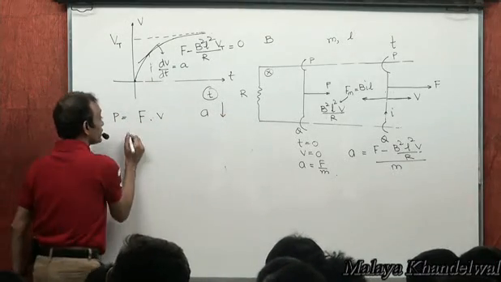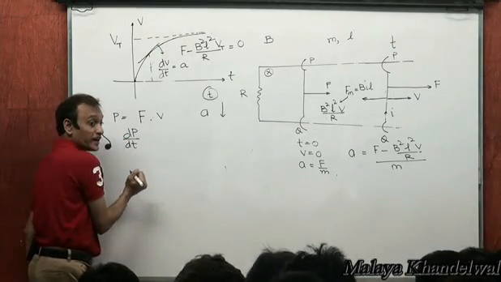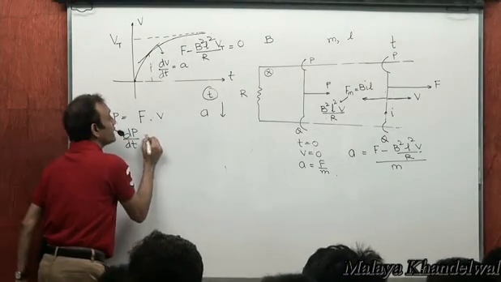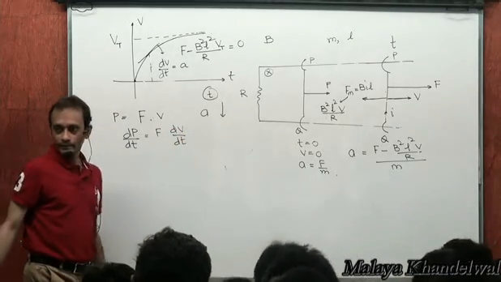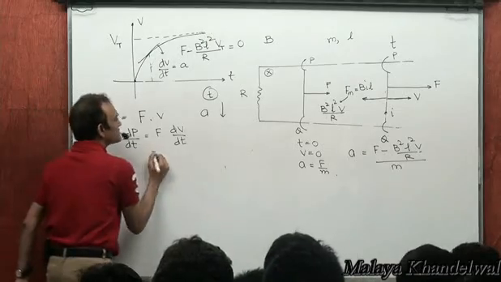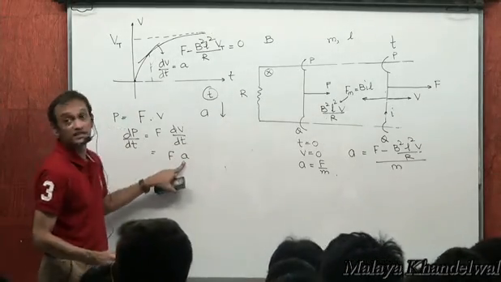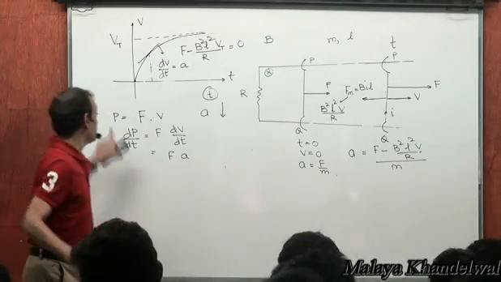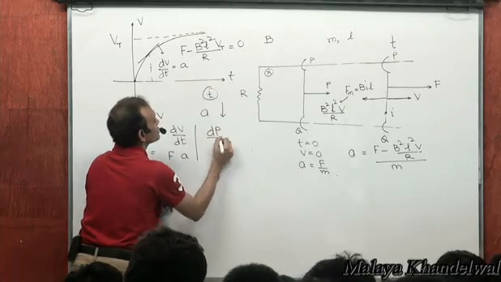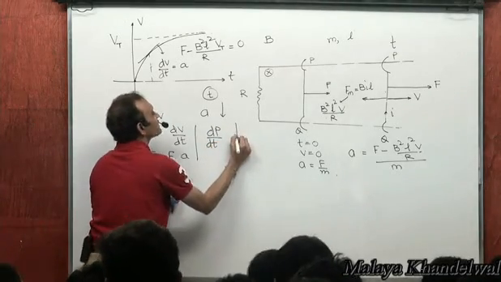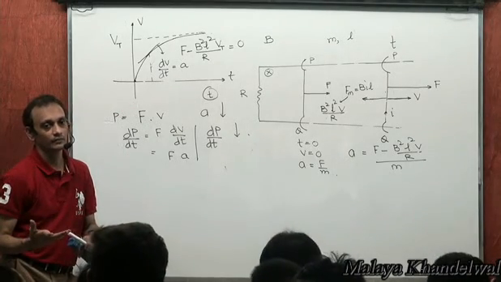Right? So let's see the rate at which power is being supplied by this external force. That must be F into dV/dt. That means F into acceleration A. But A is decreasing with time. So dP/dt decreases with time. The rate at which power is supplied is decreasing with time, right?